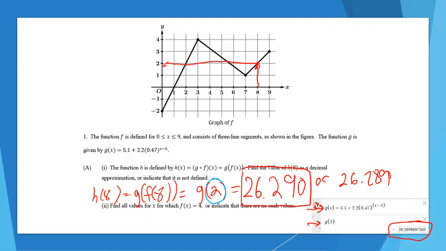Part 2, find all values for x for which f of x is equal to 4, or indicate that there are no such values. So here, this is dealing with inverse functions, we want to see where f of x is equal to 4, and that's going to be at this point right here, where x equals 3. So that should be our answer there, x equals 3. That's our only point, so that will be our answer for 1A, part 2.